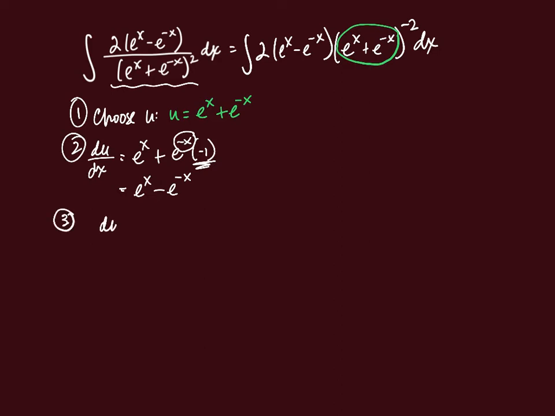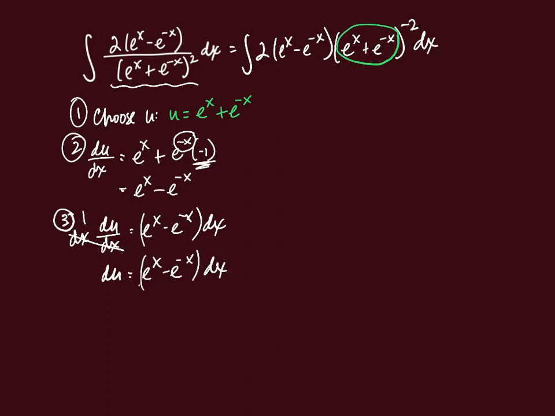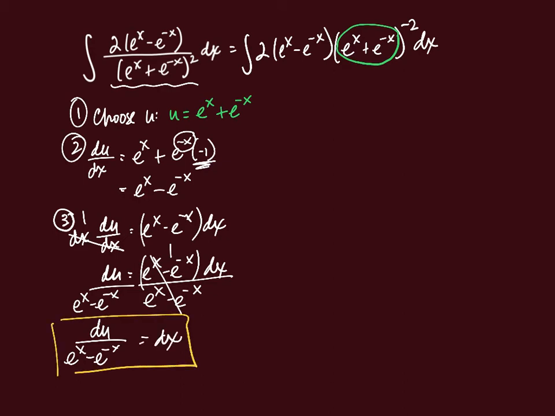So now I'm going to solve for dx. By multiplying both sides by dx. And then finally, to isolate dx, I'm going to divide both sides by e to the x minus e to the negative x. That's 1. And then du over e to the x minus e to the negative x is dx. And so now I have what I'm going to substitute dx for.